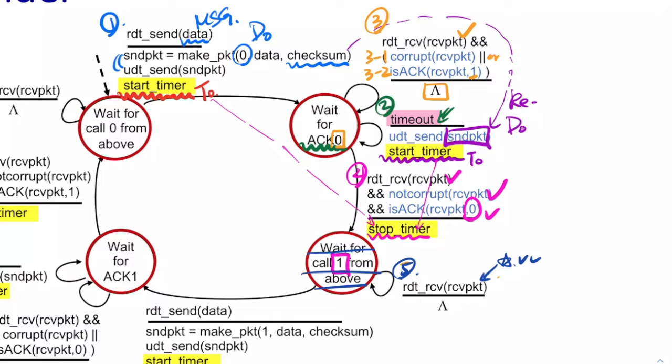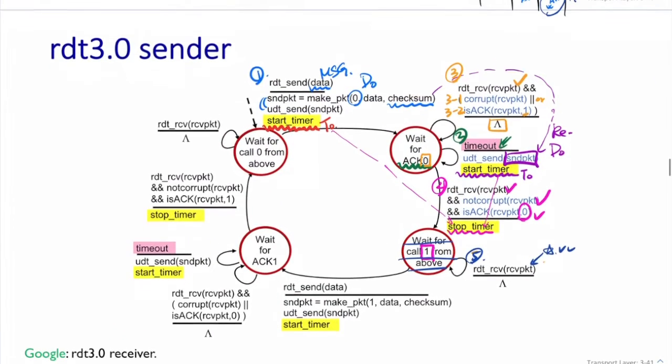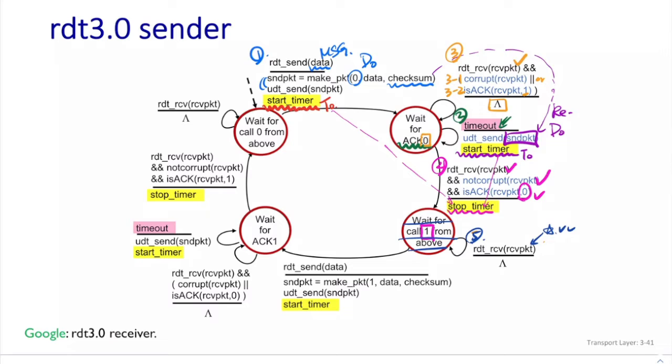So if we have 2 acknowledgements, we should simply ignore the second one. So that is the RDT 3.0 sender. We can see that again, it is symmetric. So the right up side, that is round number 1, and the left bottom side, that is round number 1, because they use sequence number 1. Okay.